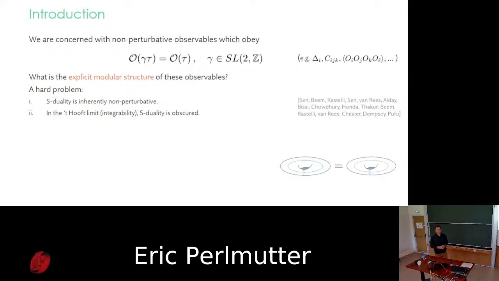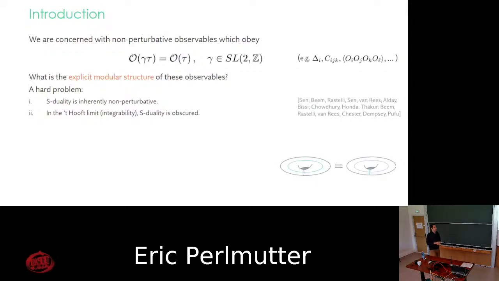And so the question we want to understand is, what is the explicit modular structure of these observables? It's a hard problem because, as I mentioned before, this is a strong-weak duality. So you need control over tau for arbitrary values of the coupling, for example, Yang-Mills coupling of order 1, and that's therefore inherently non-perturbative. And in the 't Hooft limit, where integrability rules, S-duality is obscured because it is a double scaling limit where g is taken to 0. So it's there, but it's hard to see. To summarize, in regimes where we can actually do computations, you can't actually see the symmetry operating.